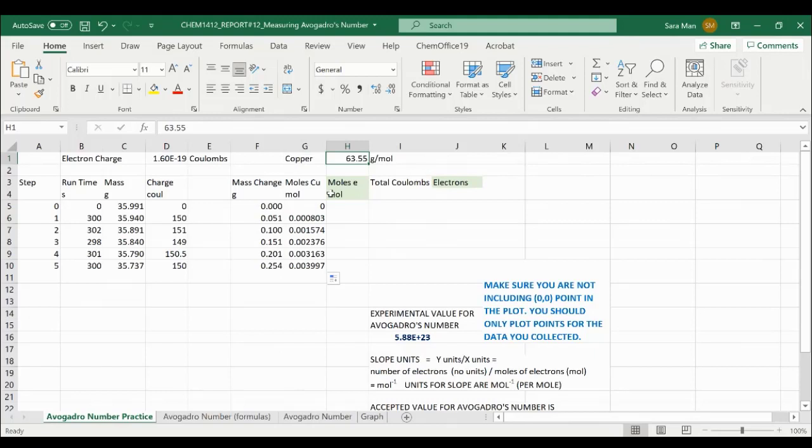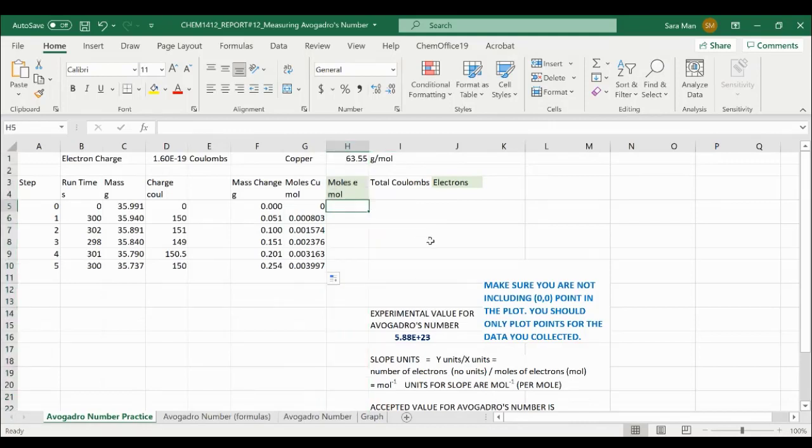And now that we have the moles of copper, we are going to column H. We need to complete the moles of electrons. We just need to multiply, as we saw before, the moles of the metal by 2. Remember that equation. 1 copper gives you an ion, copper plus 2, plus 2 electrons. So each mole of copper will give you 2 moles of electrons. So all we have to do is multiply by 2.